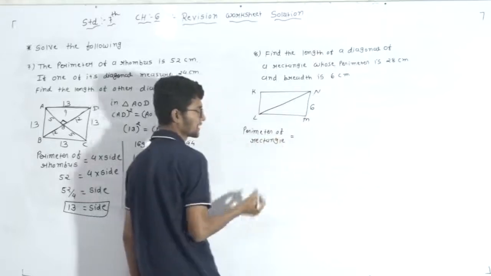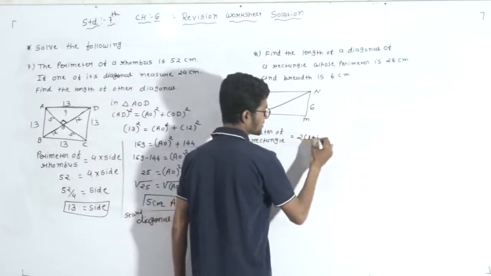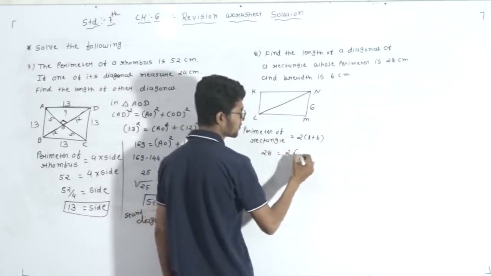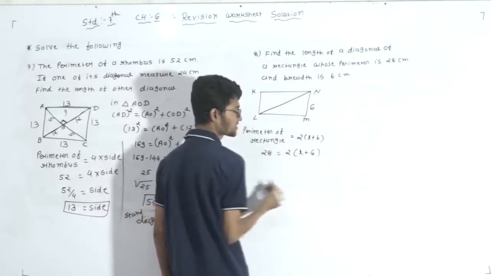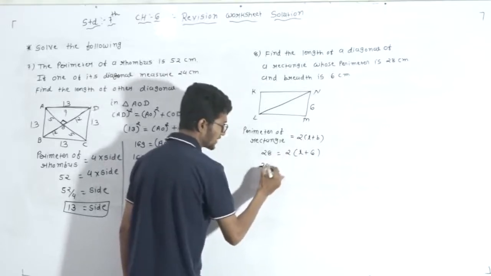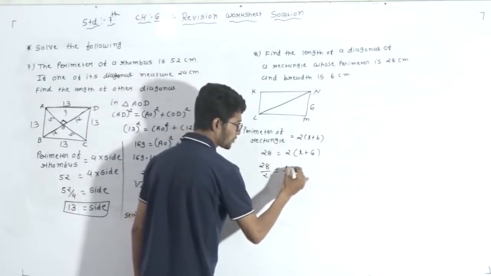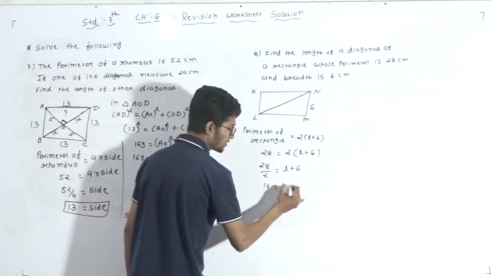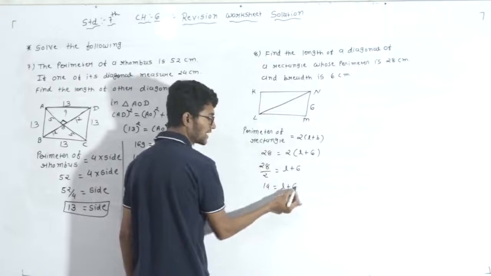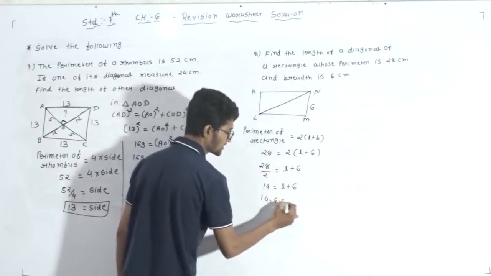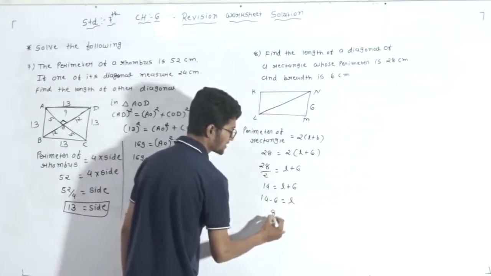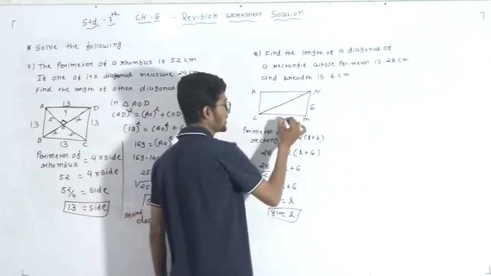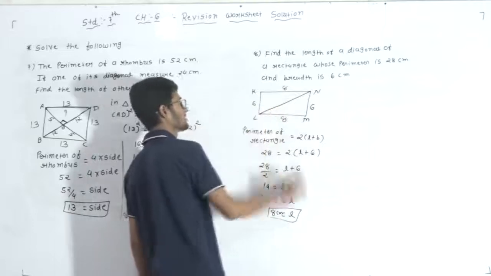So using the perimeter of rectangle, 2 in bracket, length plus breadth. Perimeter of rectangle is given, 28 is equal to 2. Length is not given, breadth is given as 6. The 2 goes to this side, so 28 divided by 2. Here remains only length plus 6. 28 divided by 2 is 14. L plus 6. We have to find the length. The 6 goes to this side, 14 minus 6 is equal to length. 14 minus 6 is 8, so length is 8 centimeter. This one is 8 centimeter and this one is 6 centimeter.